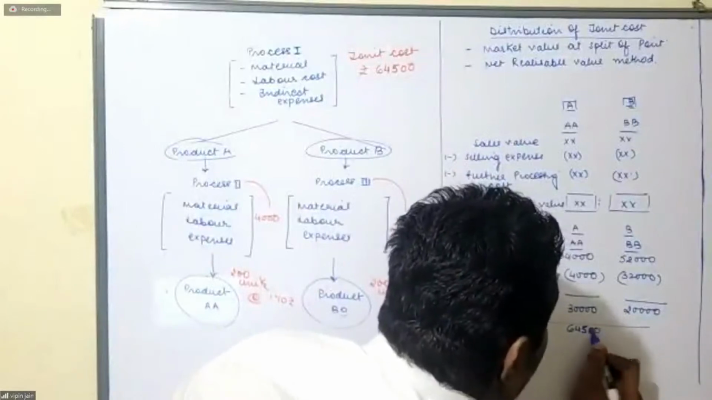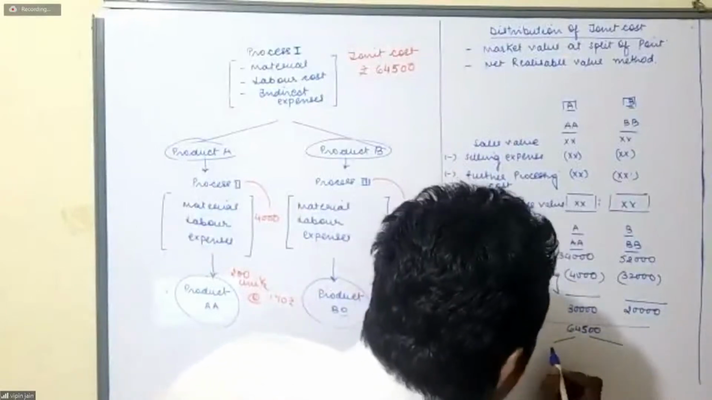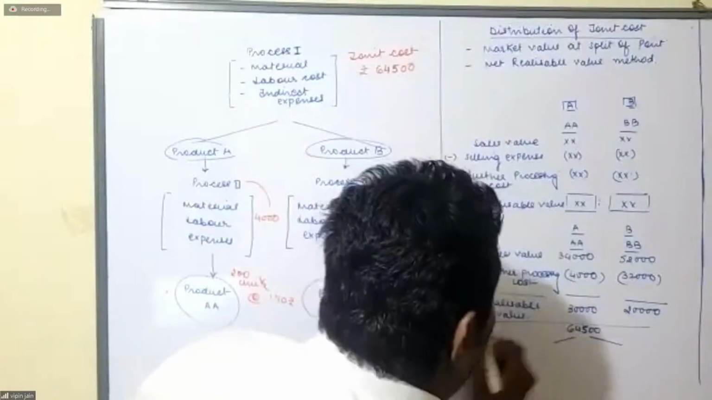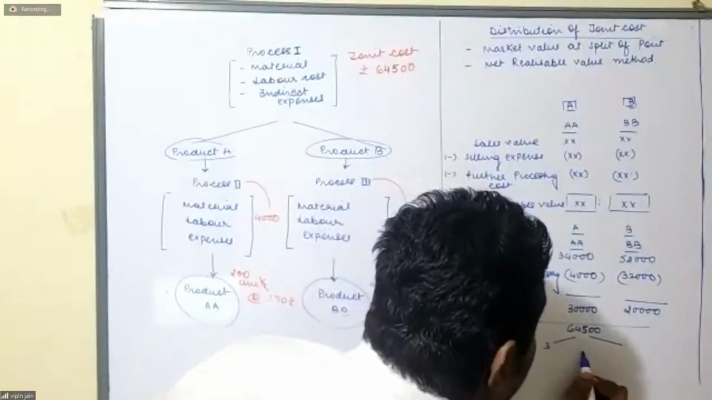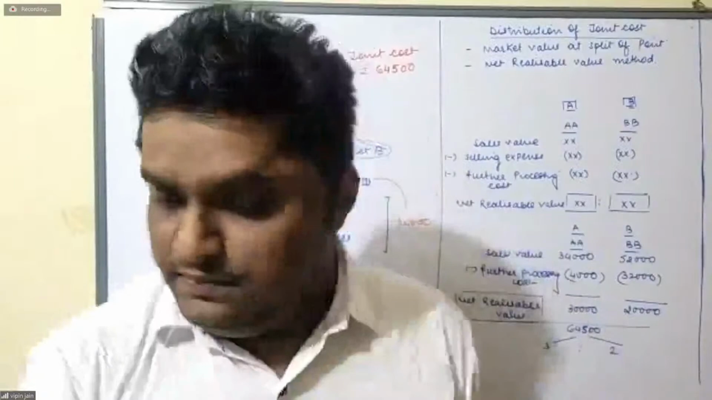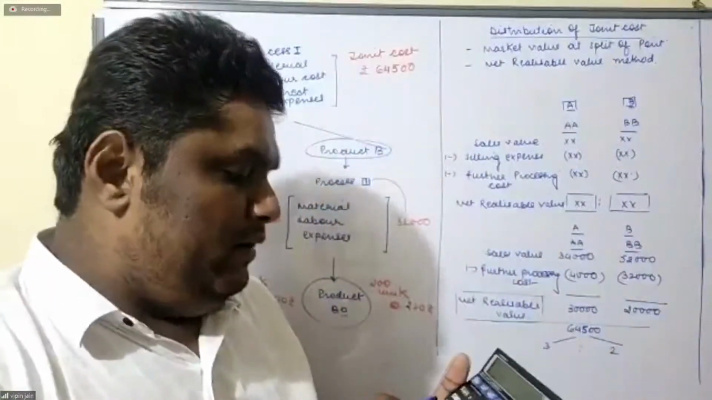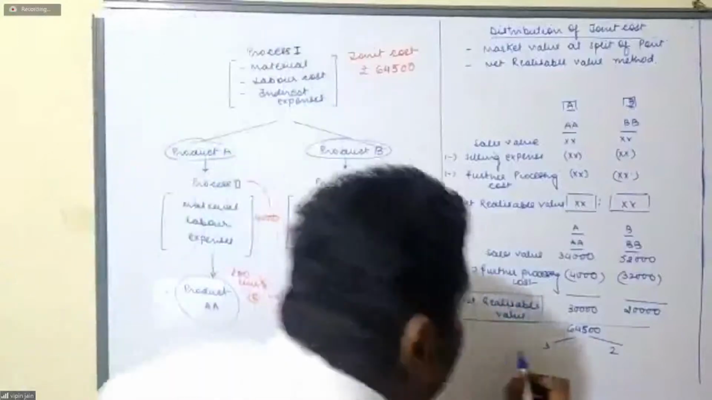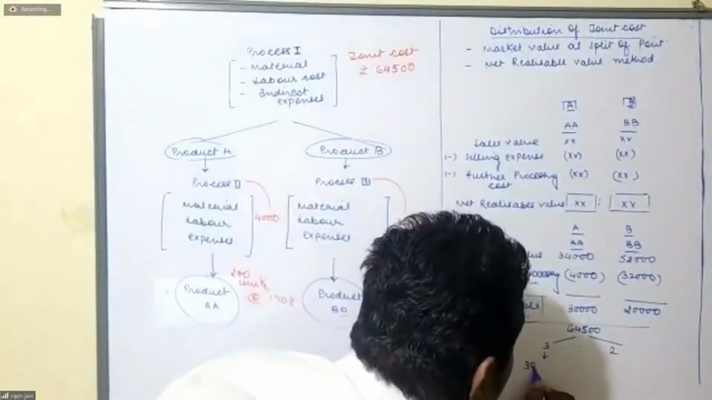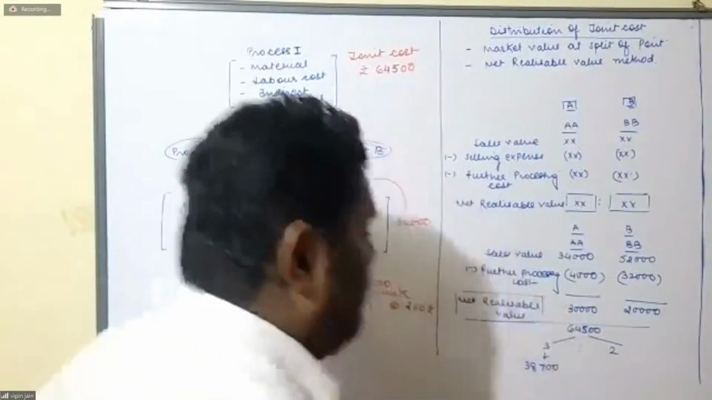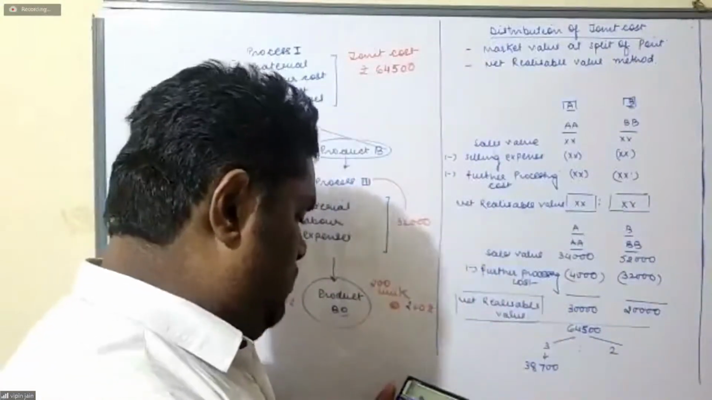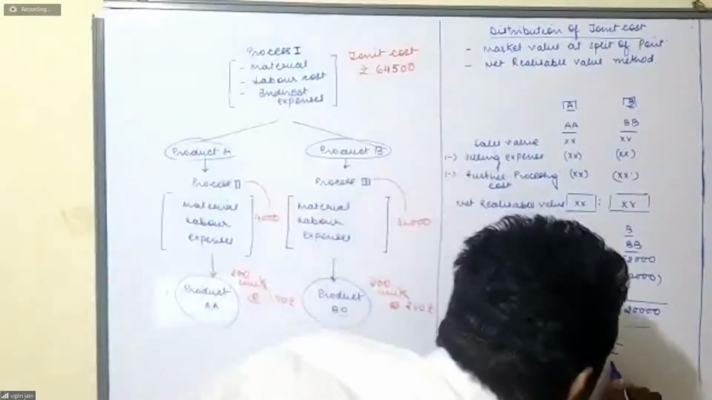So my joint cost is how much? 64,500. It will be distributed in the ratio of net realizable value, that is 3:2. So 64,500. This will be 38,700. And this will be 25,800.